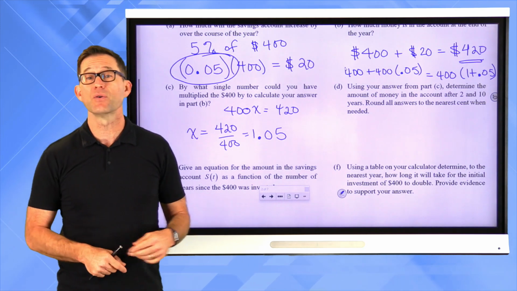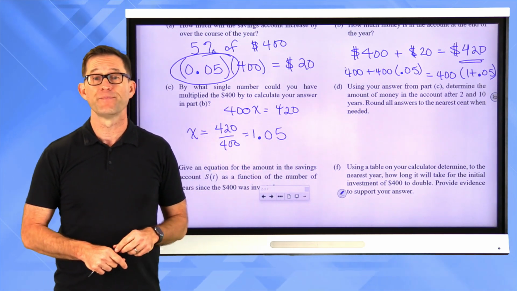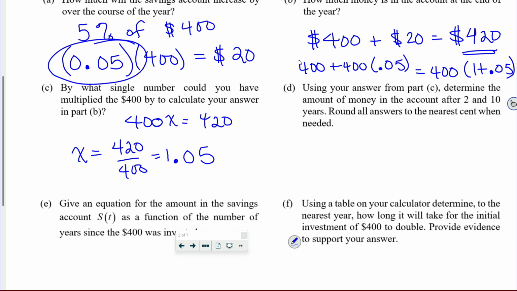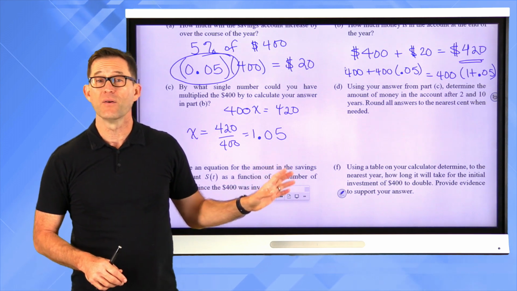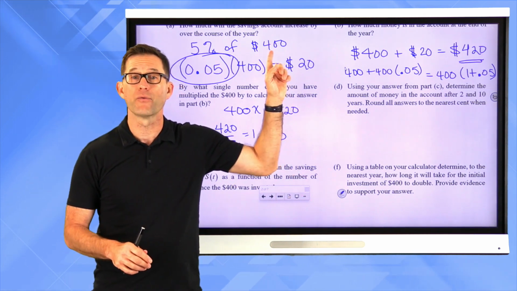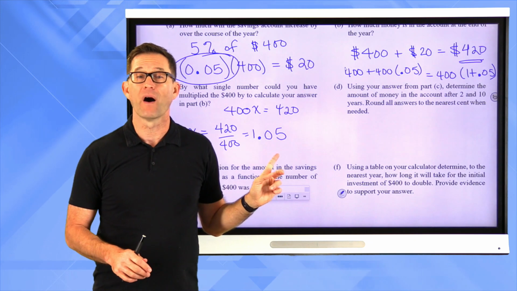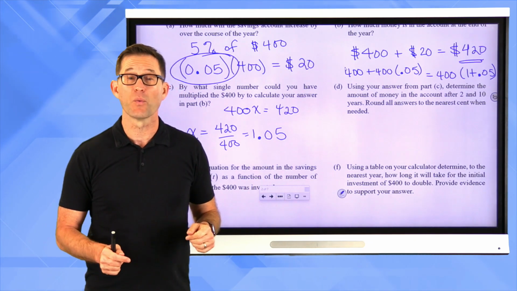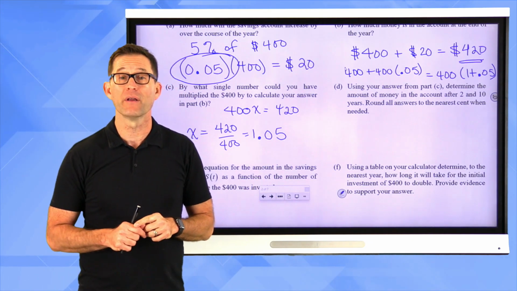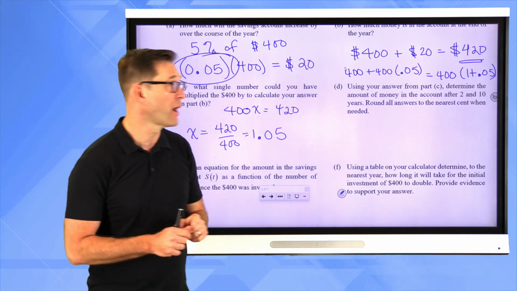Now here's why that's so useful. Let's take a look at letter D. Using your answer from part C, determine the amount of money in the account after 2 and 10 years. Round all answers to the nearest cent when needed. Well, for 2 years, we get to multiply 400 by 1.05 twice. In other words, we get to multiply 400 by 1.05 squared.